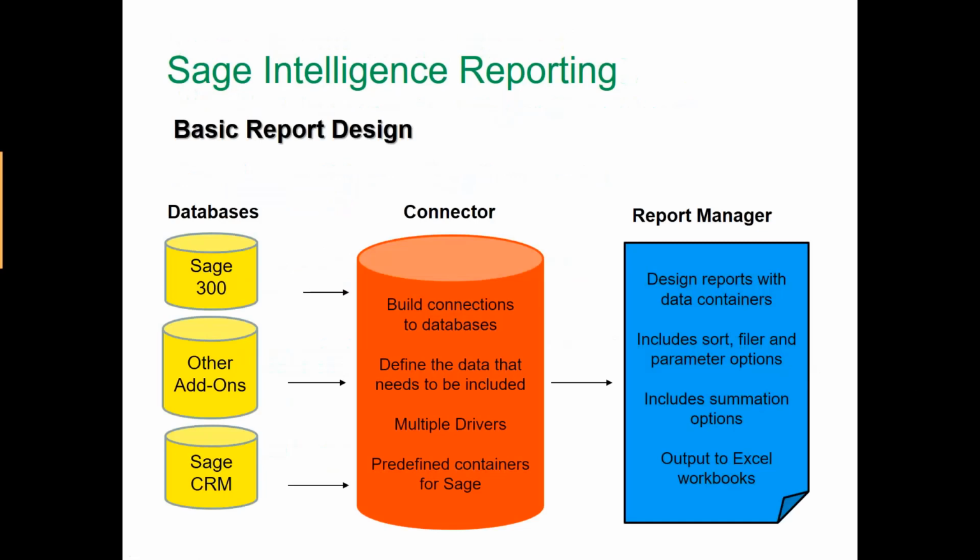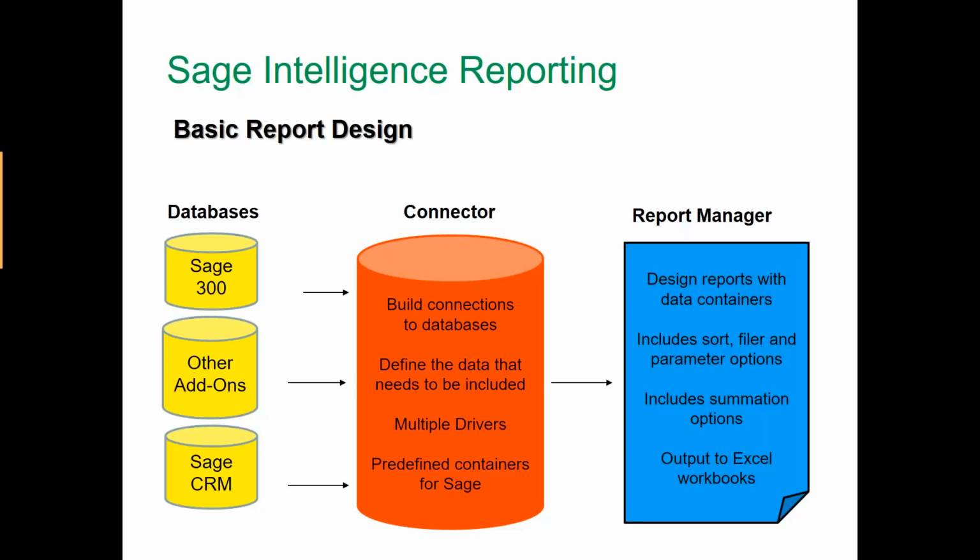You have your data sitting out here, Sage 300. It could be other types of data, warehouse management systems, an external tracking system, or Sage CRM data. You use the connector as sort of a middleman that connects the data to the report manager. And in the connector is where you build your connections to your databases, you define something called a container, the tables and data you're pulling. The connector can use multiple drivers, talking about the different types of databases like SQL and Oracle and MySQL and things like that. Connector also has predefined containers just for Sage 300, and those are installed when you do the installation.